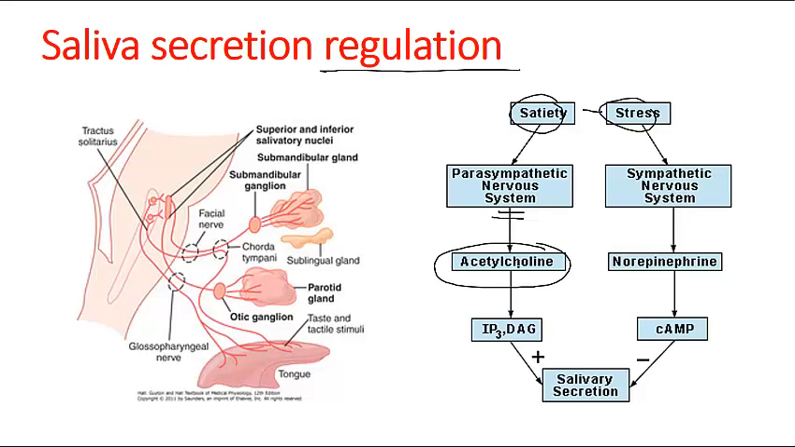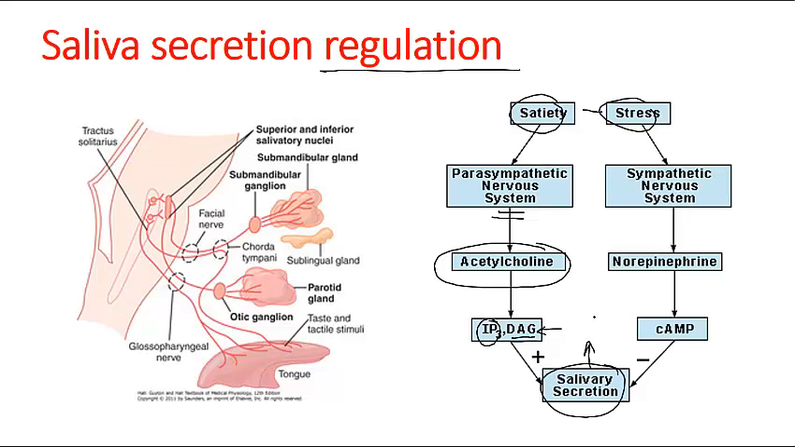Acetylcholine is involved in some chemical signaling inside the cell that ultimately produces inositol triphosphate and diacylglycerol. Diacylglycerol is a membrane-bound structure that allows further downstream signaling, which helps in the release and fusion of the saliva-containing vesicles inside the cell, allowing the saliva to come out in your mouth.